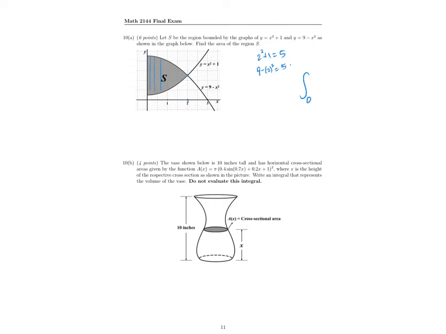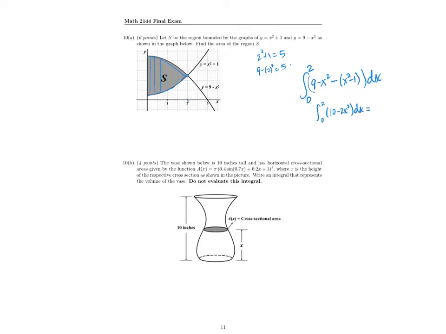So the integral from x equals 0 to x equals 2 of the top slice is given by 9 minus x squared. I want to subtract the bottom part out, so minus (x squared plus 1) dx. So that's the integral from 0 to 2 of 9 minus negative 1. So 9 plus 1 is 10. And x squared, I have negative x squared minus x squared, so minus 2x squared.